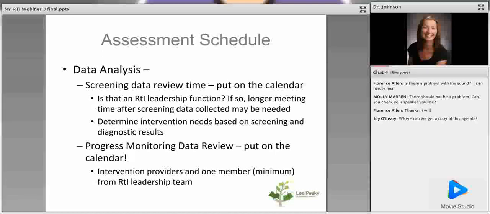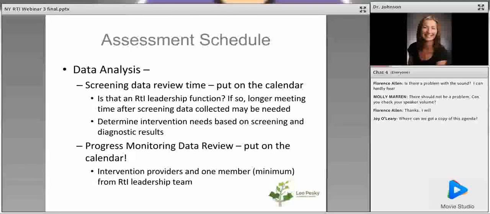It's an important first step to get into the habit of collecting that progress monitoring data, but then we also need to devote the time to get together and review our progress monitoring results.